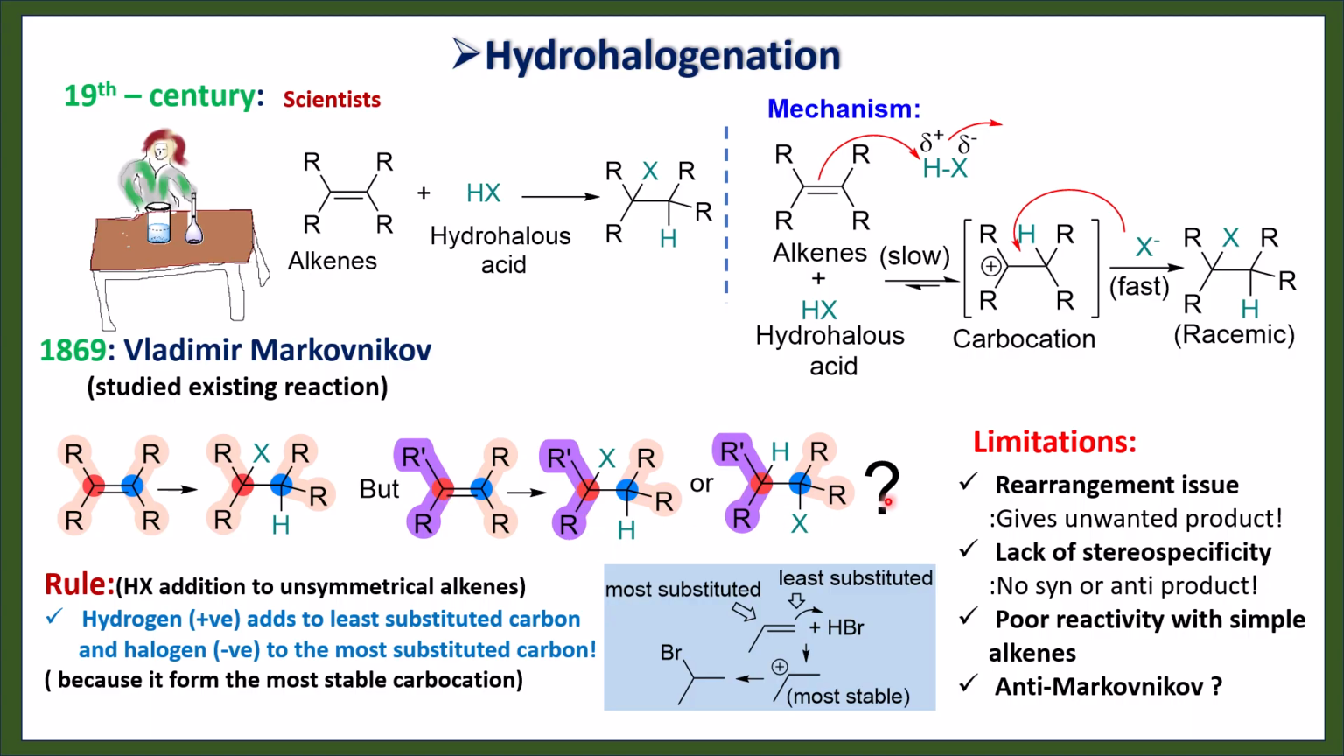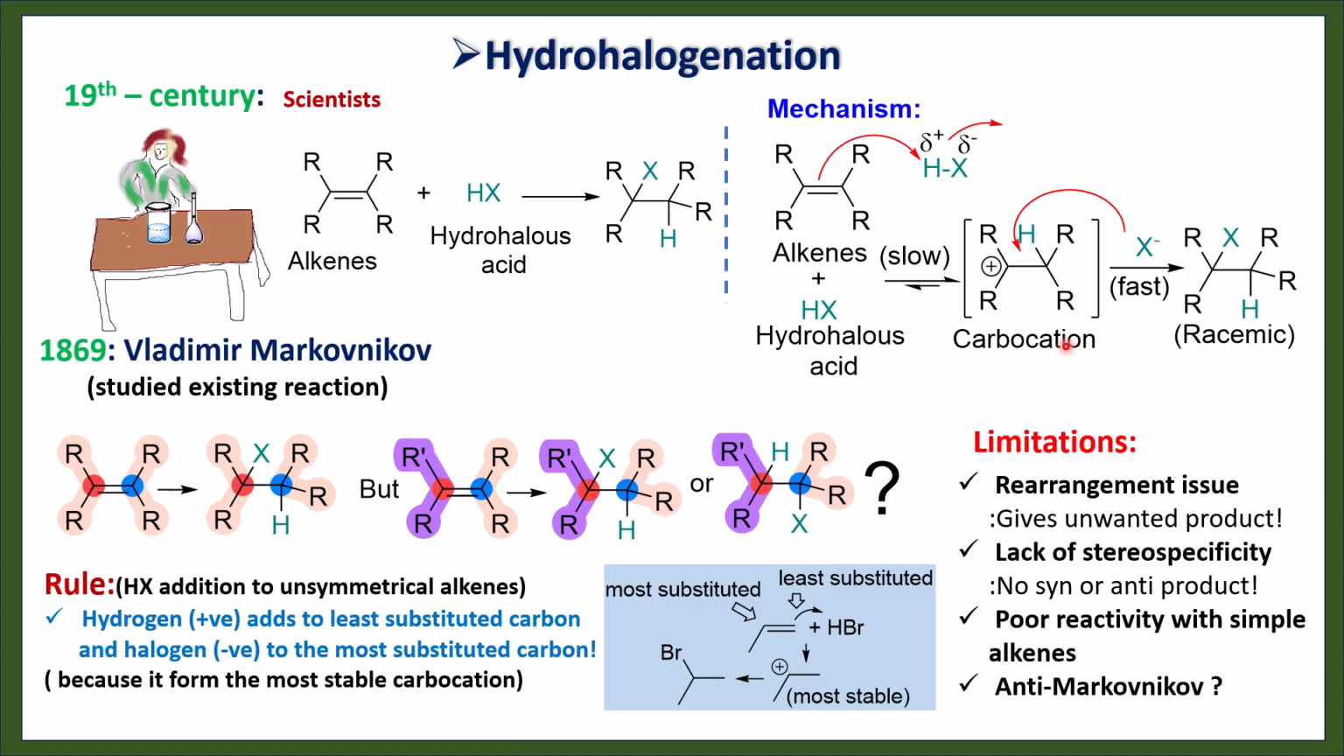and that means in this double bond the halide could attack this side or this side, but he observed that only one side gets the halide, and from that he gave one rule for hydrohalogen addition to unsymmetrical alkenes. By looking only at the products, the hydrogen, that is the positive end of the hydrohalous acid, adds to the least substituted carbon, and the halogen, the negative part, adds to the most substituted carbon because it forms the most stable carbocation.